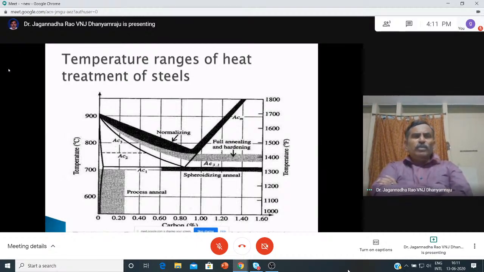Right? So when you cool drastically, what happens? Actually, when you are heating this medium carbon steel and taking it to the annealing temperature, the material will become austenite. So according to the equilibrium diagram, this austenite has to be converted into ferrite and cementite, or alpha iron.